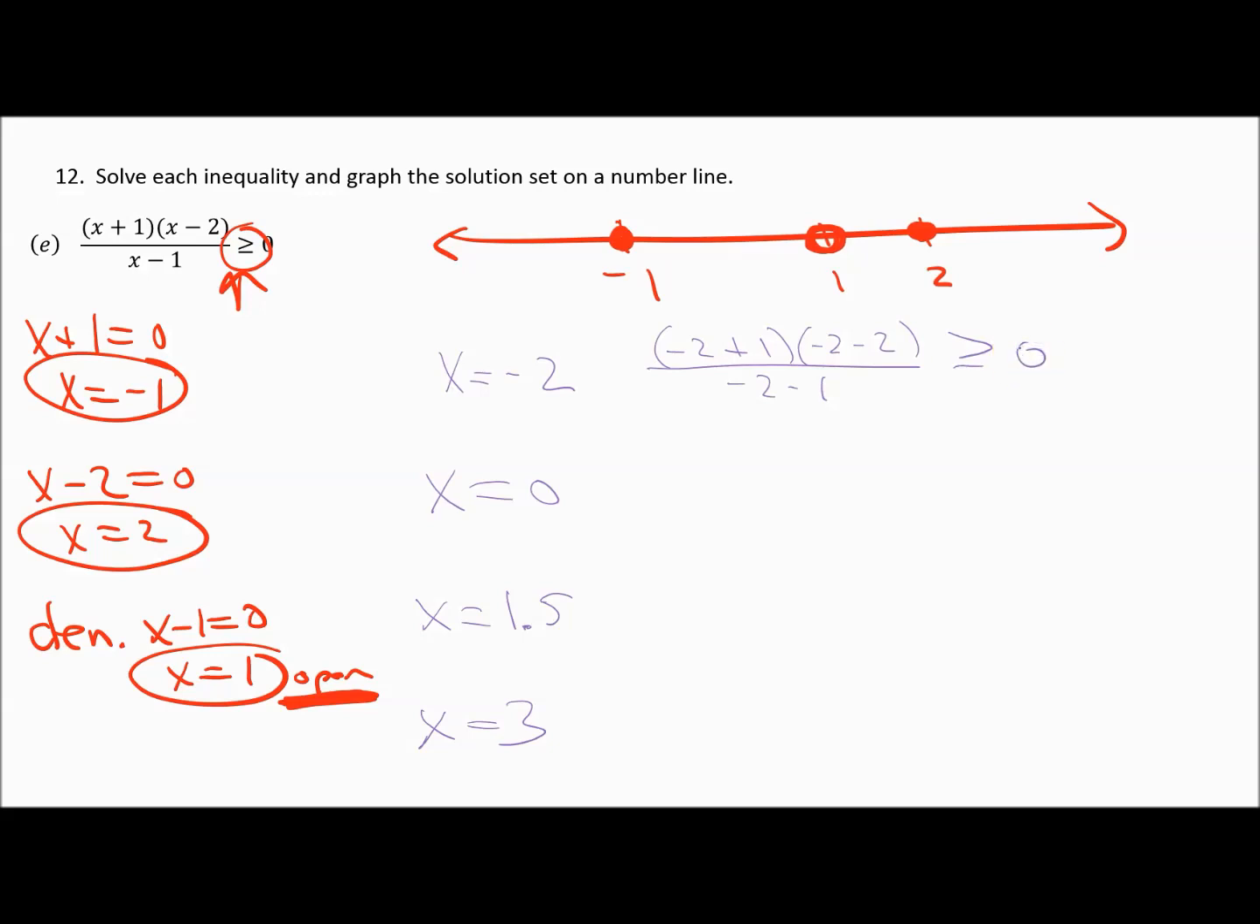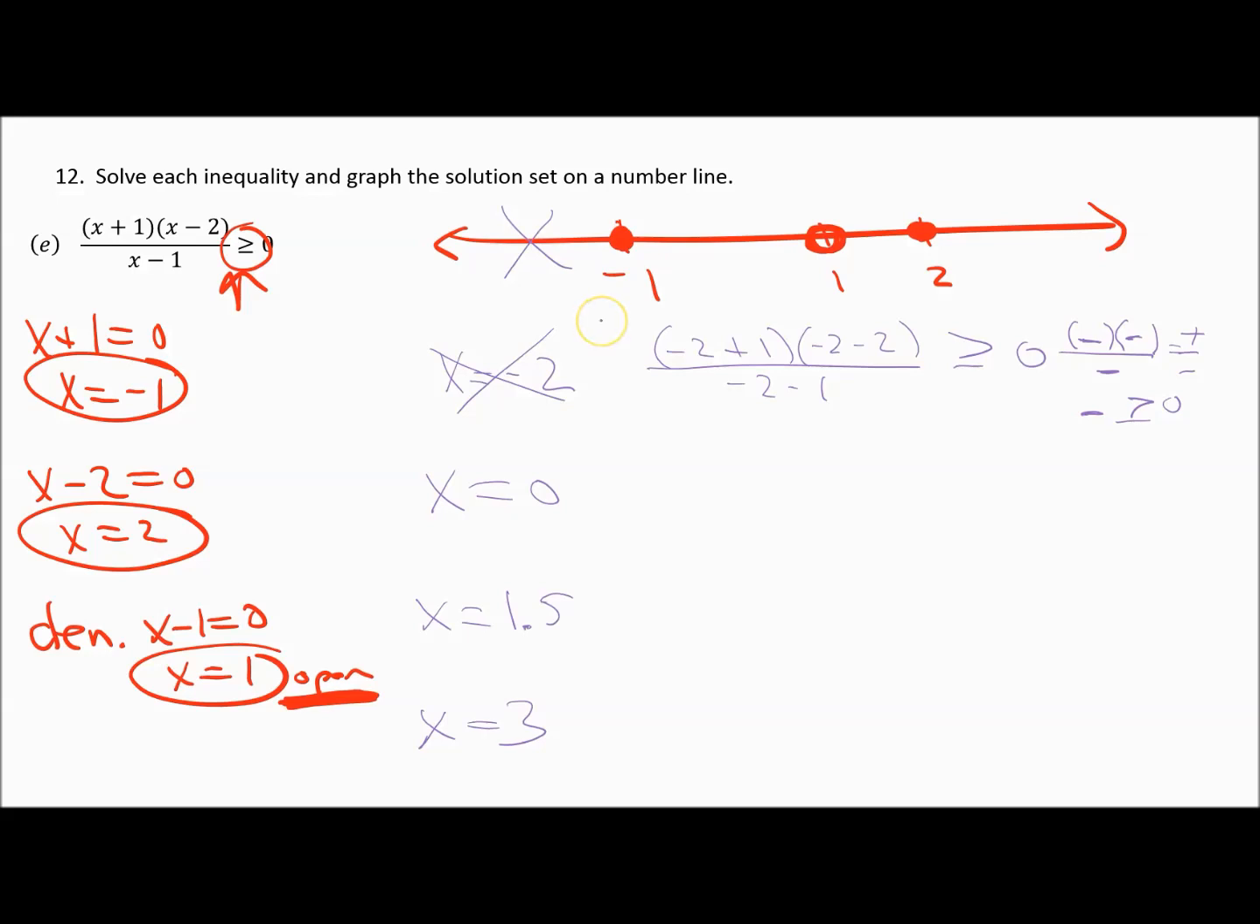Now one thing I can do here is I can say negative 2 plus 1 is a negative number. Negative 2 minus 2 is a negative number. I didn't need to put that 1 in there. All I wanted was just the negative symbol. So negative, negative, and the denominator is also negative. Now a negative times a negative is a positive in the numerator, divided by a negative in the denominator. Overall, this is negative. Is a negative number greater than or equal to 0? And that's no, that's false. So negative 2 is out. That interval is out. It's not part of our answer.